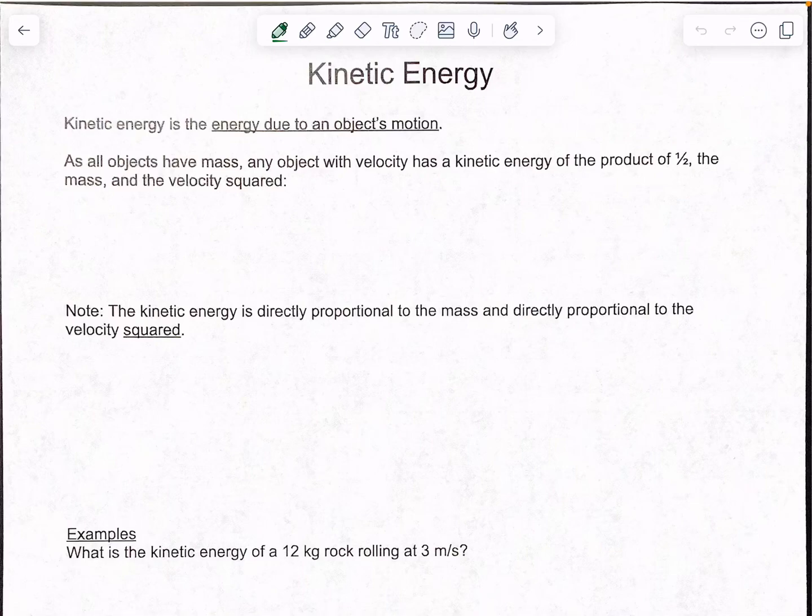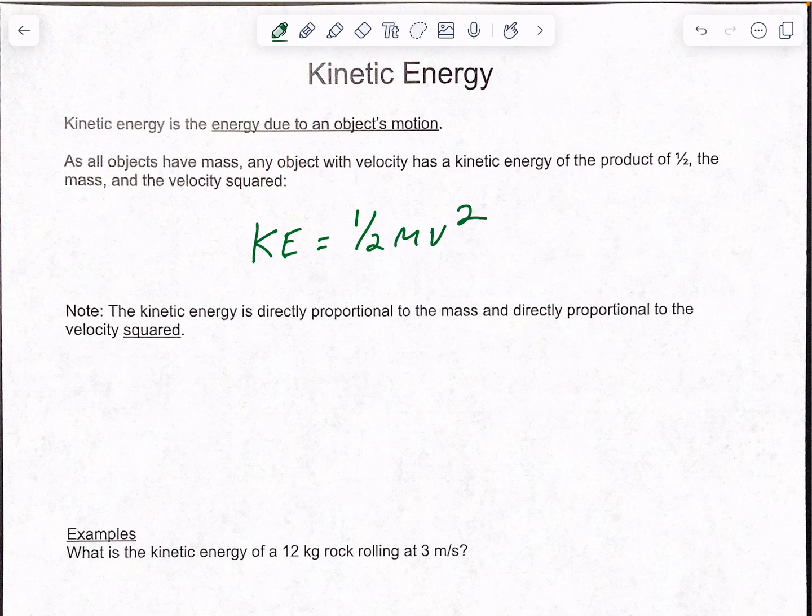All right, so this video is going to go over page 16 through 17 in your work and energy packets. We're going to be talking about kinetic energy. Kinetic energy is the energy due to an object's motion. Instead of going through this next sentence, it's basically going to explain your equation, which is kinetic energy equals 1/2 mass times velocity squared.